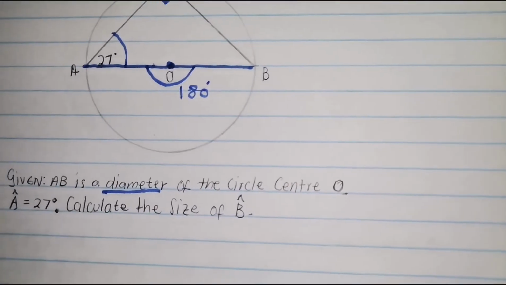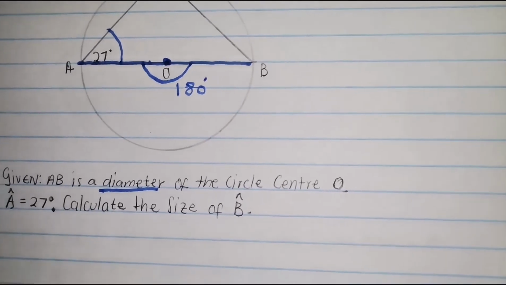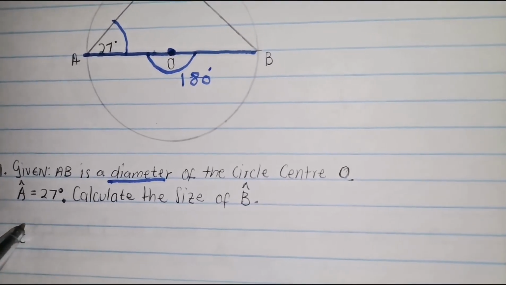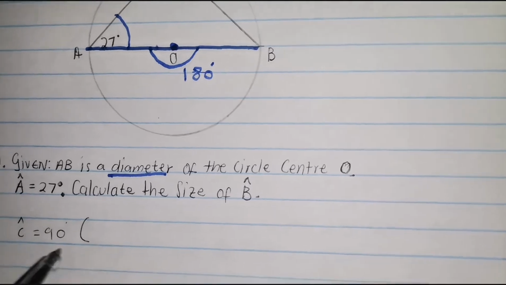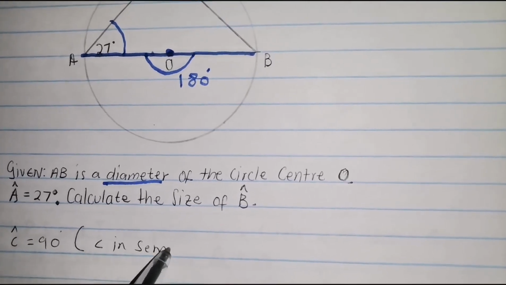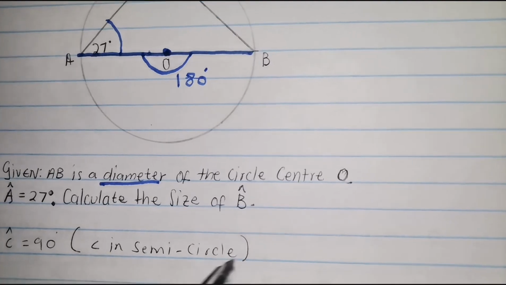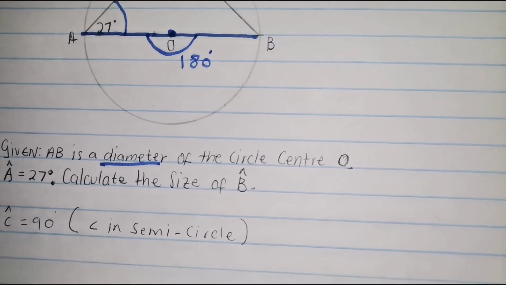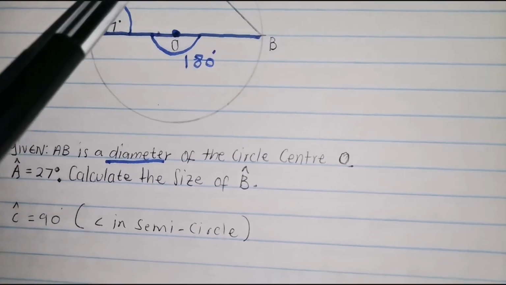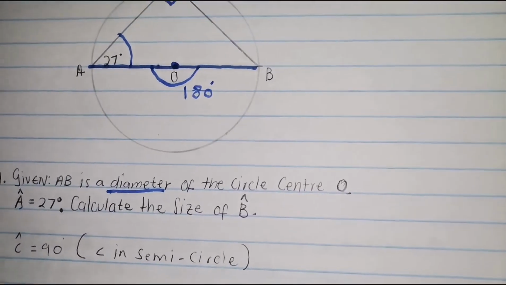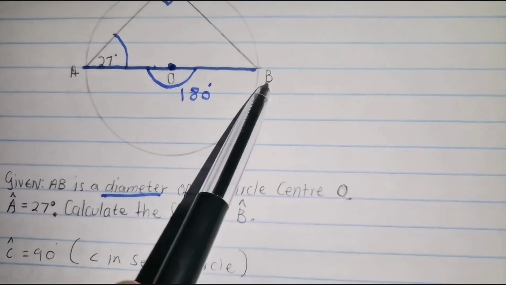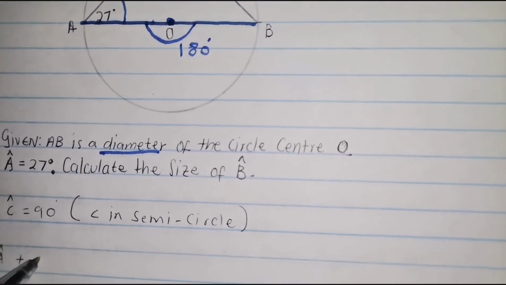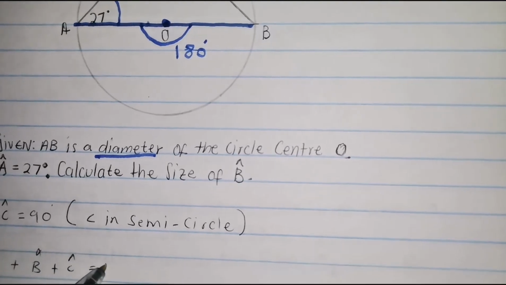Let me just write the givens, or those ones that matter, or that could give you marks in the examination. So angle C is equal to 90 degrees, using angle in semicircle. Then they say you must calculate the size of angle B. So simple. You have a triangle inside the circle, with two known angles and this one unknown. So you can find angle B by using sum of interior angles of a triangle. So we say that angle A plus angle B plus angle C equals 180.